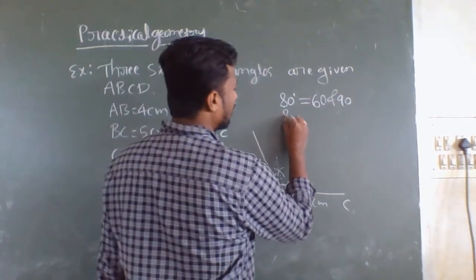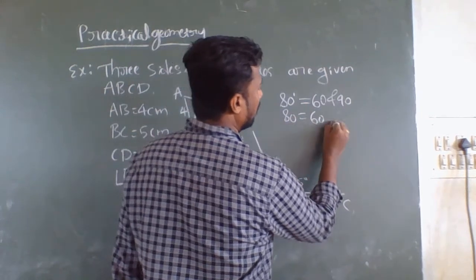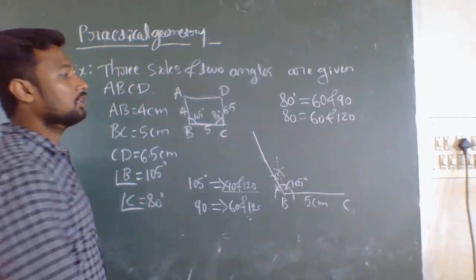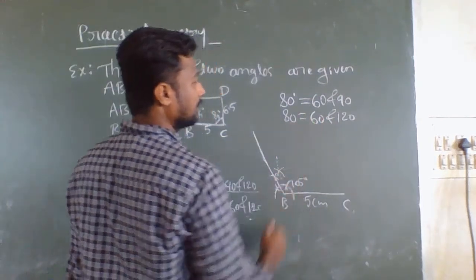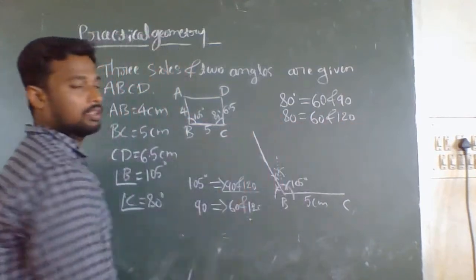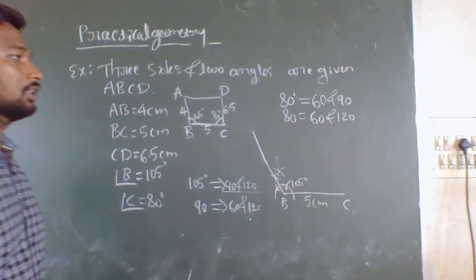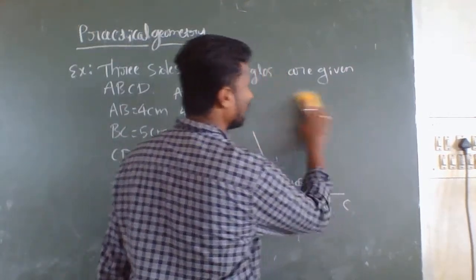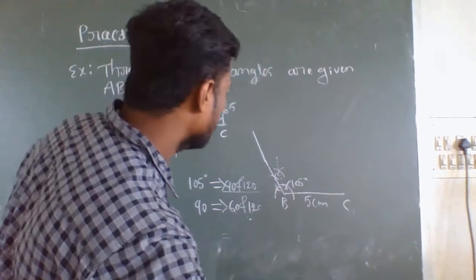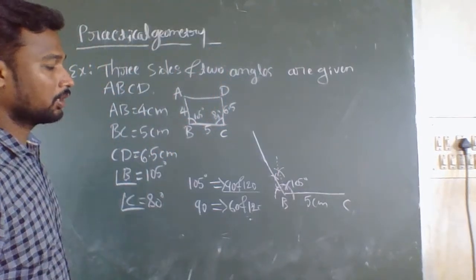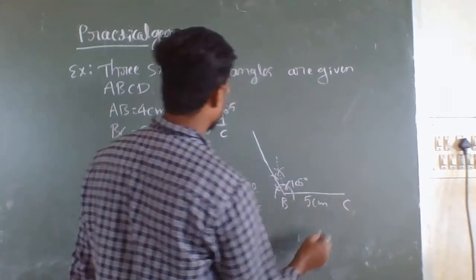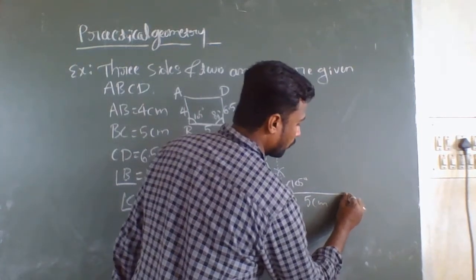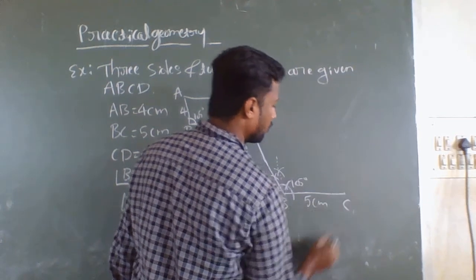Again consider 60 and 120, which you know how to construct. Here 80 is 20 greater than 60 and 40 less than 120. Therefore, 80 is not between 60 and 120 also. So you cannot construct 80 degree by using your compass. Take the measurement from the protector: keep it properly on point C and take the measurement of 80 degree.